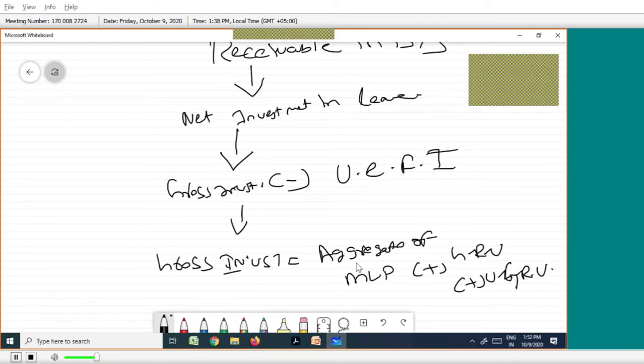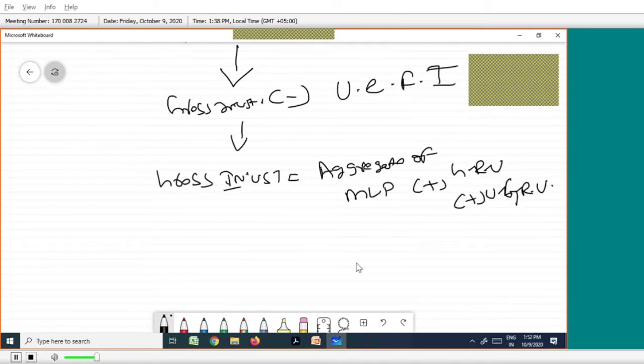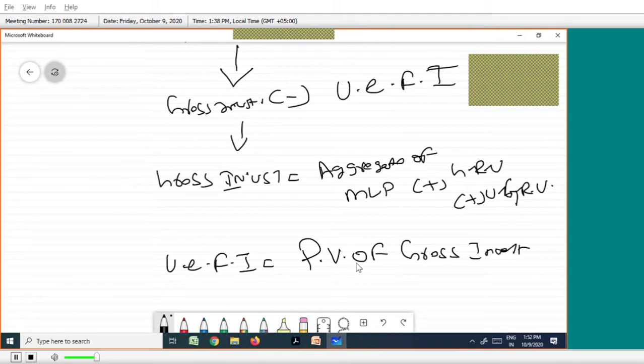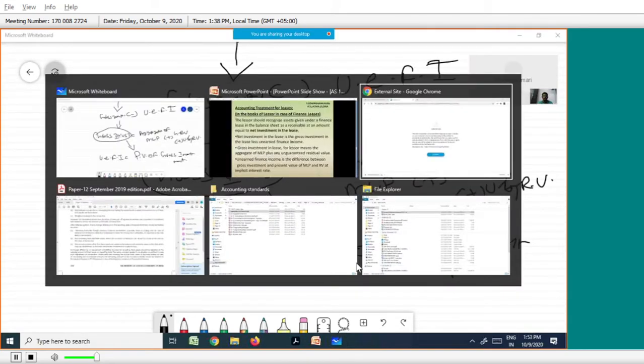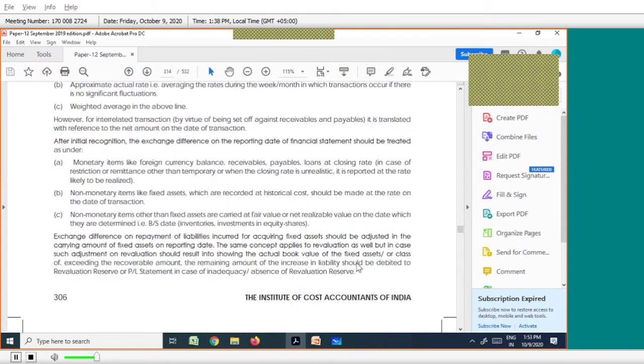Okay, this is how it is arrived. Then unearned finance income. Unearned finance income is nothing but the present value of gross investment, that I will explain. Present value of gross investment means we have to discount this for present value. With this understanding we can solve this problem.